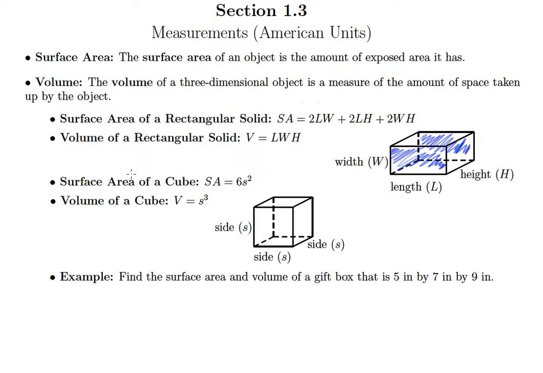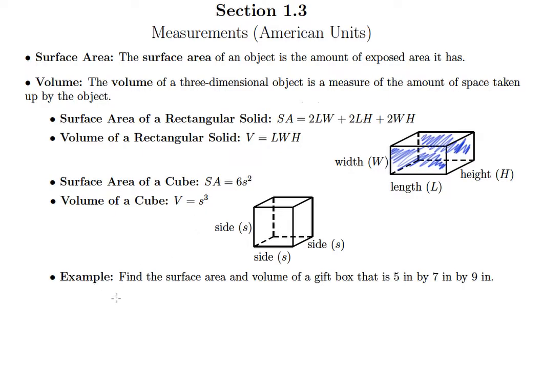And then finally, the surface area of a cube is the exact same formula as we had up here. It's just that the lengths and widths and heights are all the same, right? So it's really 2 times the side length squared plus 2 times the side length squared plus 2 times the side length squared, which gives you a total of 6 side lengths squared. And then this volume formula is really the same as that of a rectangular solid. It's just that the length, width, and height are all the same, so it's side length times side length times side length, which is side length cubed.